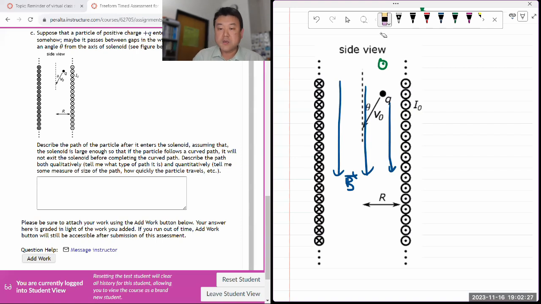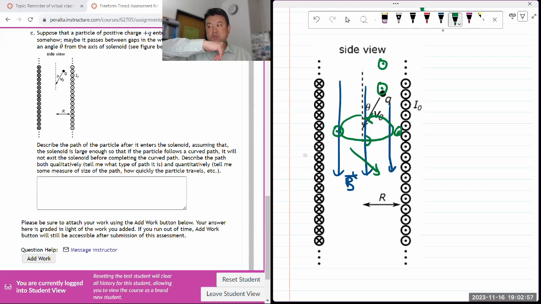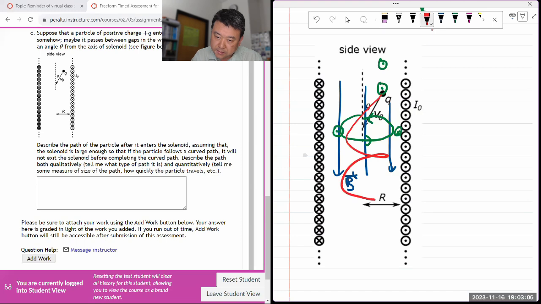Just do it from my perspective. As the particle is coming in right now, it's experiencing a force that's pushing it out this way, so it'll start to bend outward. It'll have a circular component that goes like this, out of the screen here. And then once it comes around and it's going this way, the force will be going into the screen, V cross B into the screen. So the actual path of the particle will look something like a helix, like this.